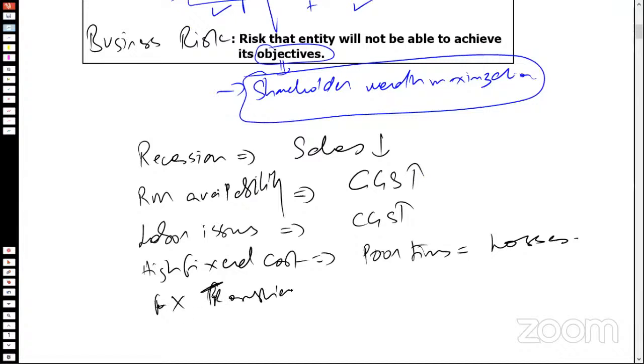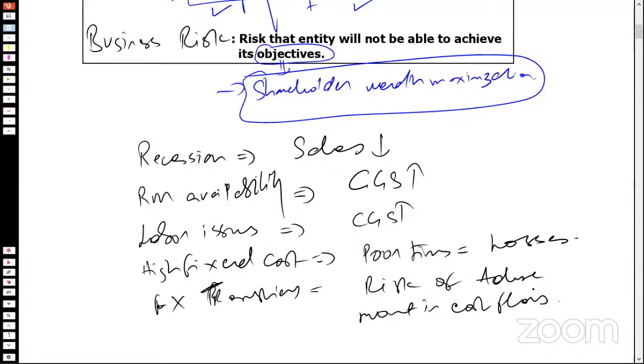So when you have got the foreign exchange transaction, there is actually a risk of adverse movement in the cash flows that we come across. So I repeat, what do you need to do? You need to keep this in mind, that anything which could have an adverse impact on the entity, which could prevent the entity from achieving its objective, is going to be considered as a business risk.